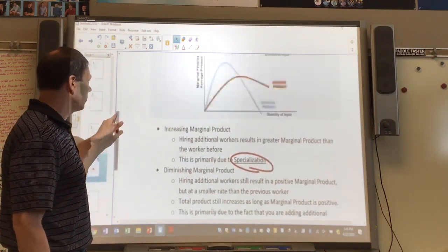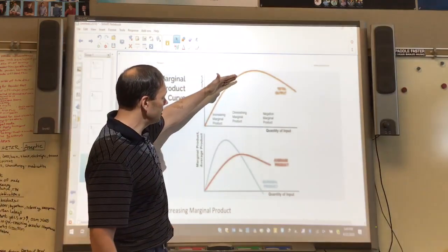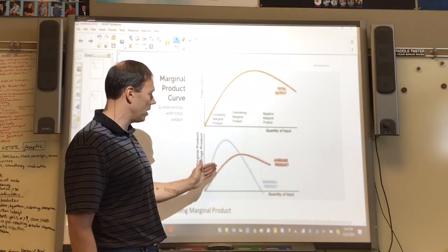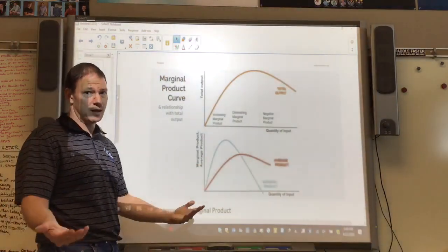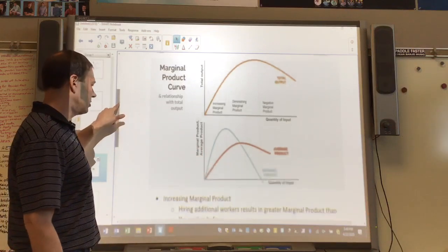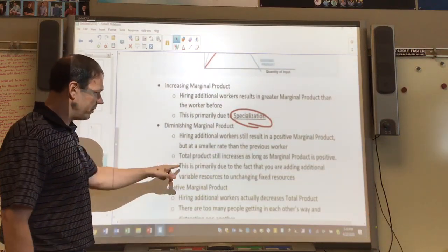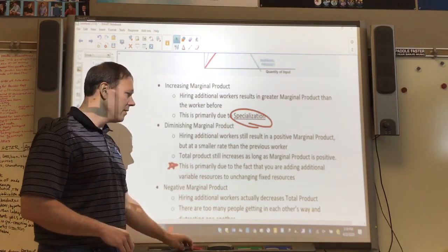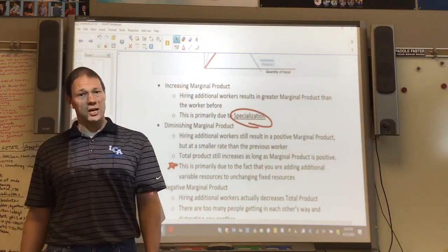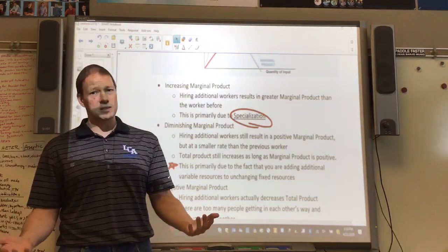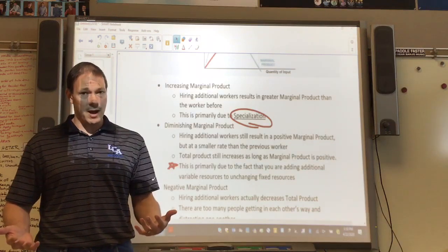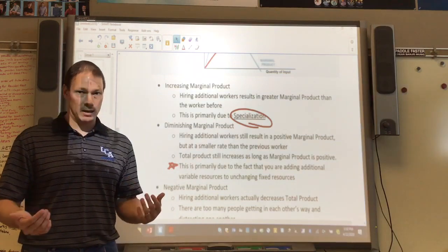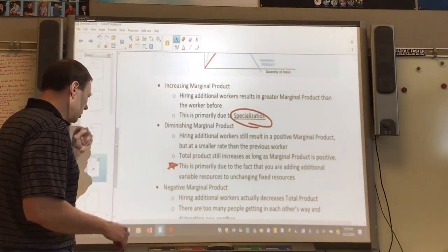Okay, now notice, again, if we're looking up at our graphs here, total product is still increasing during this phase, not quite as steeply, but it's still positive. As long as it's positive, you're adding more total pizzas or whatever, but just not as many. This is primarily due to the fact that you are adding variable resources to fixed resources, which in the short run are unchanging. So again, if you have 1 pizza oven, there's a limit to how many workers you could hire. With just 1 pizza oven, there's only so many pizzas that you can make, and that's just a reality. So that's the problem.